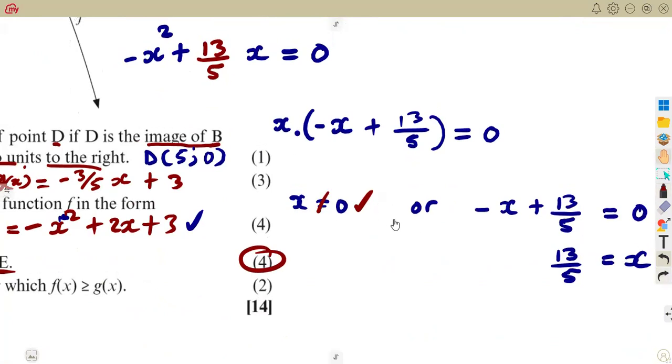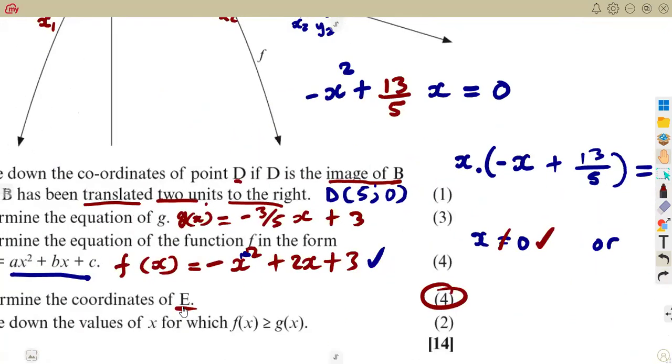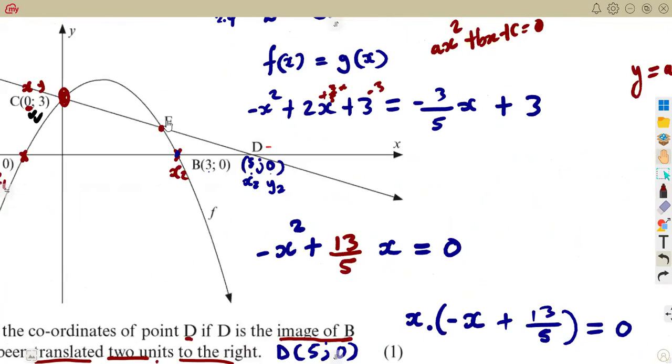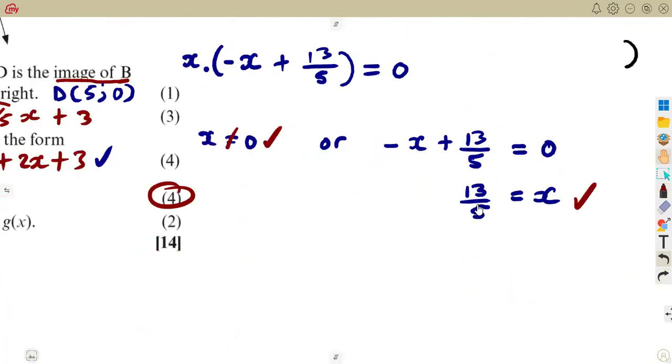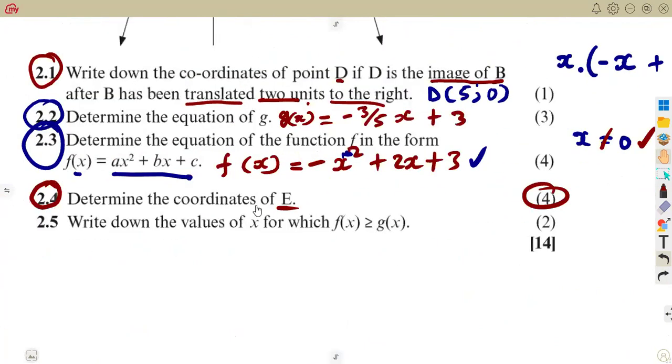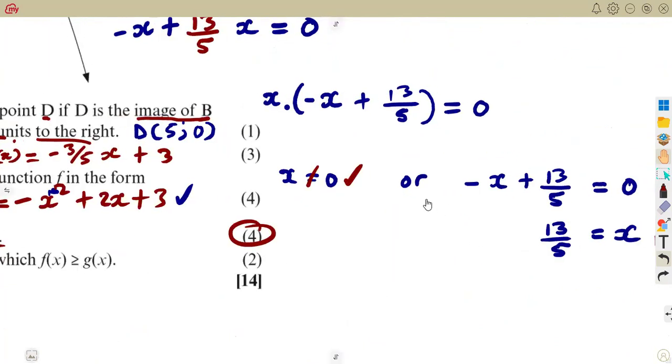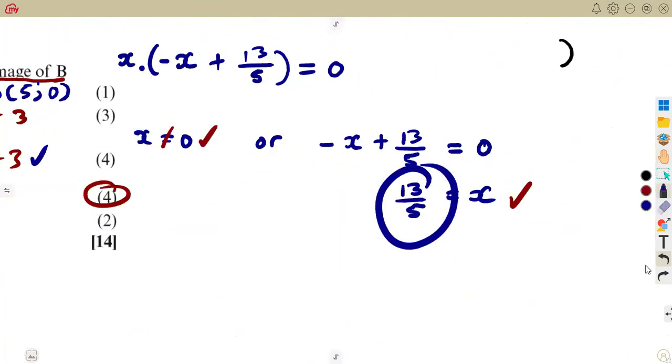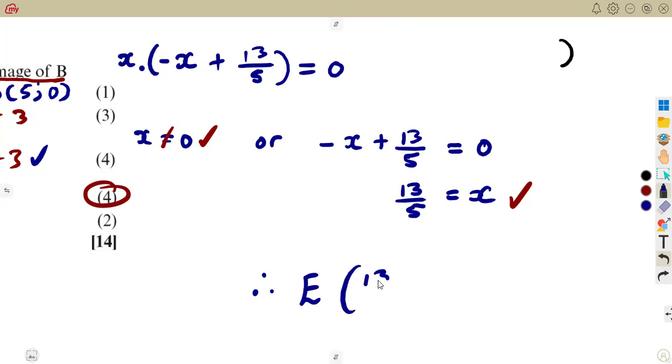So we cannot take this one because it's point C. Remember, the question is to calculate what? Coordinates of the point E. So E will be the other one which is remaining, this one. So that is where our E is, which is represented by the 13 over 5. So remember, the question is the coordinates, so we need it as a point. When x is 13 over 5, what about the y value?